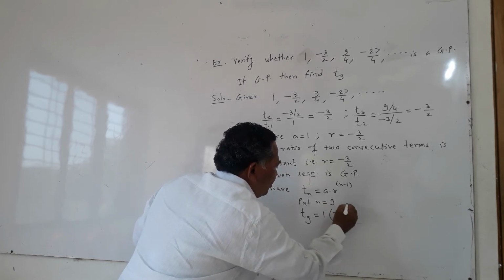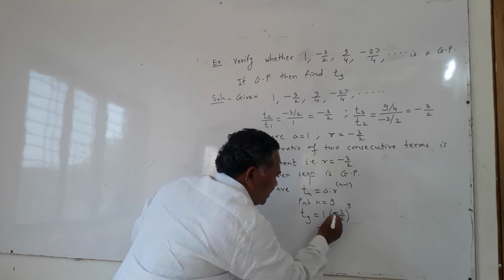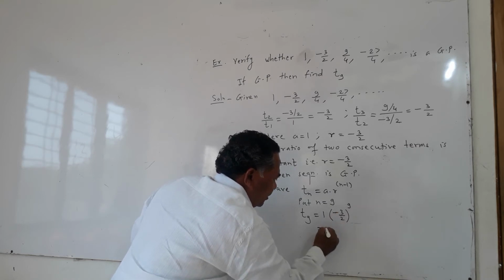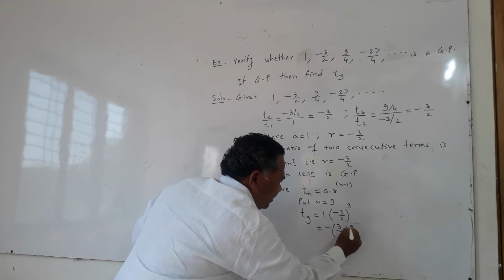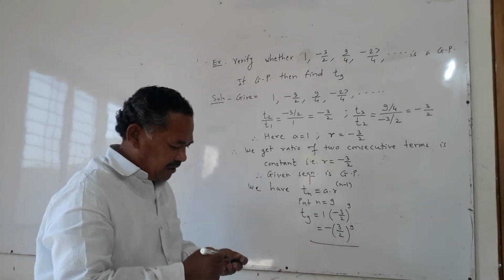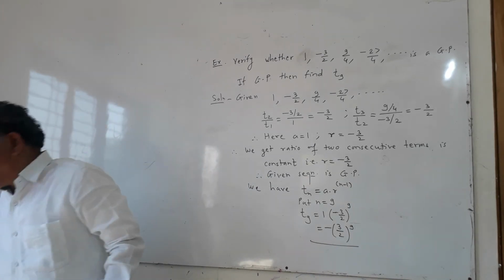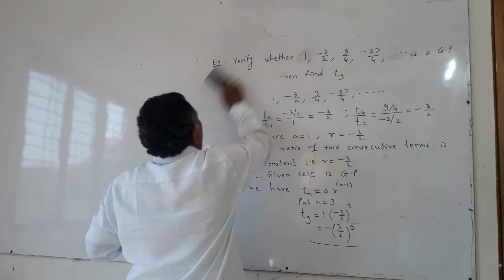Minus 3 divided by 2, bracket raised to 9, and therefore we get minus, because minus raised to an odd power is minus. Therefore minus 3 upon 2, bracket raised to 9. This is our solution. In this manner we evaluate this example. Remember this carefully in your mind.